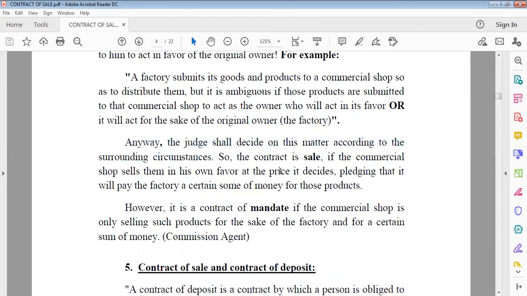So the contract is a sale, the judge will consider it a contract of sale if the commercial shop sells them in his own favor at the price that he decides, pledging that it will pay the factory a certain sum of money for those products.